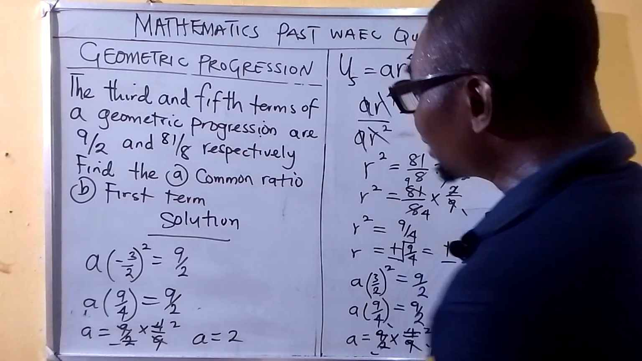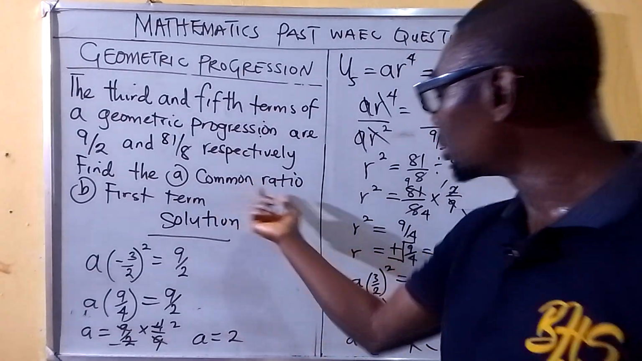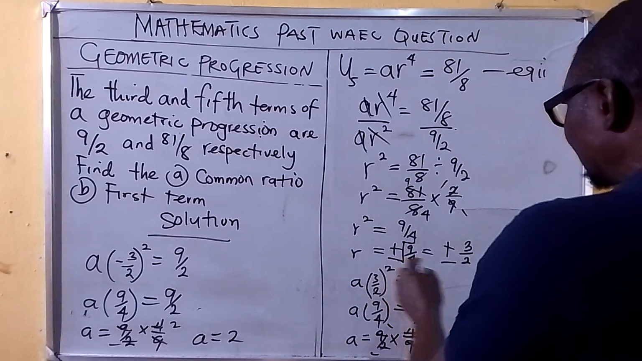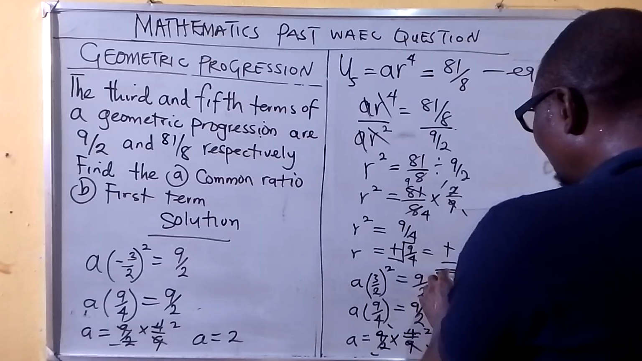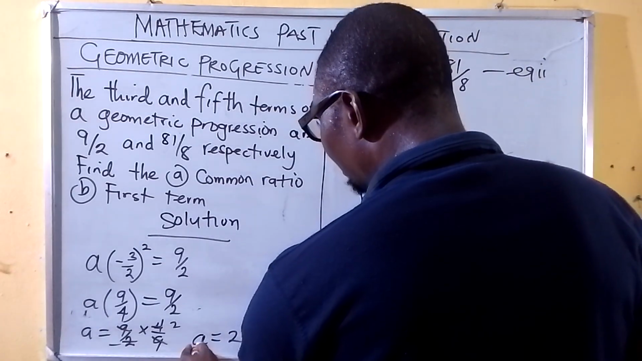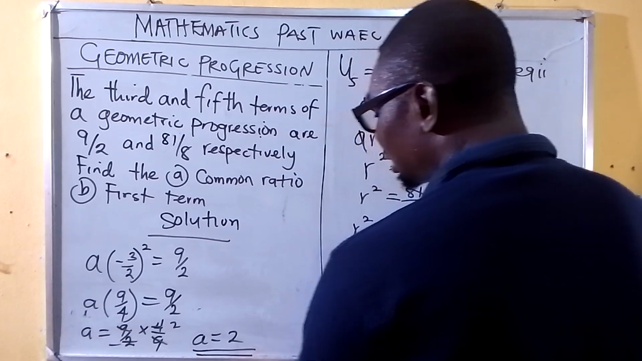So our final answer for the common ratio is plus or minus 3 over 2. And for the first term, the answer is 2.